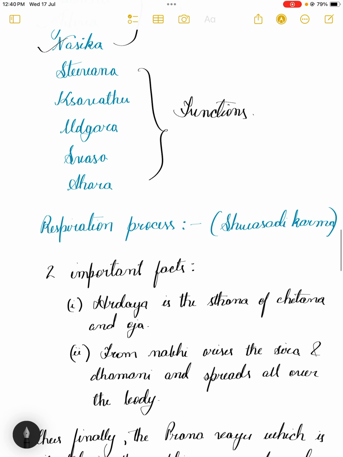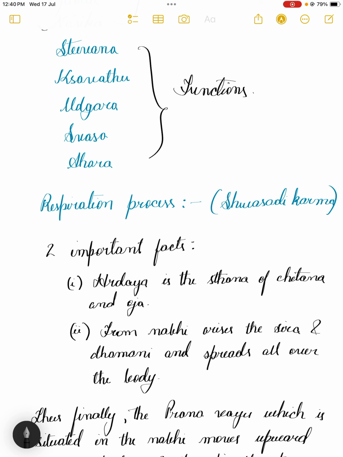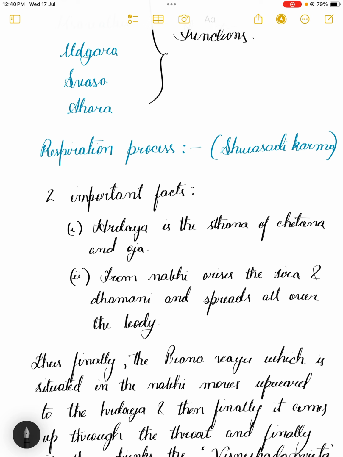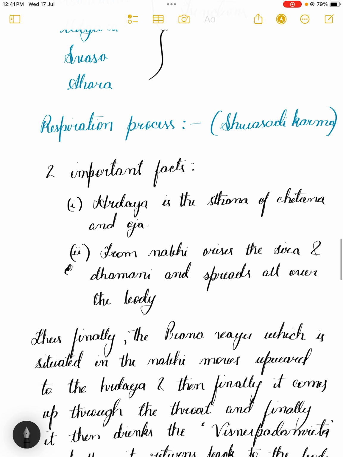However, one important thing to know is the Shwashadi karma or the respiration process that has been specially done by the Vat Dosh. Now, before knowing that, we must know two important facts. That is, Hriday is the sthan of Chetan and Oja. If you have watched my video, you will know that I have already mentioned that Oja, the Para Oja especially, resides in the Hriday and Chaitanya too. And from Nabhi arise Shira and Dhamani and spread all over the body. We'll be knowing this concept in detail when we study Sharira Rachana. As of now, just know that from the Nabhi, Shira and Dhamani arise and spread all over the body.